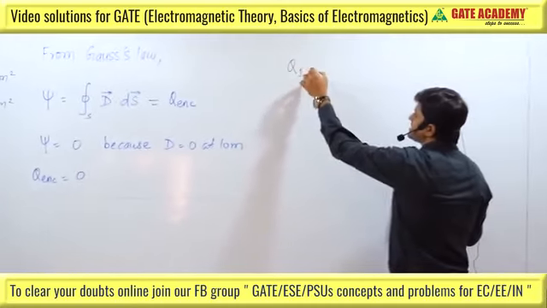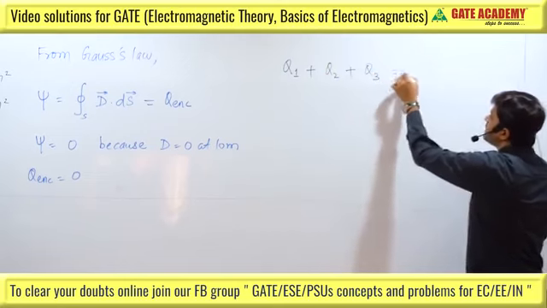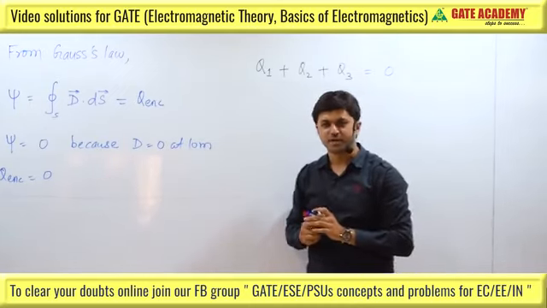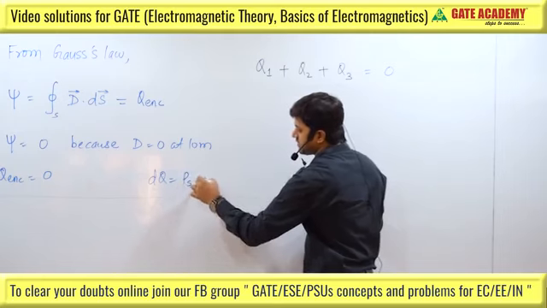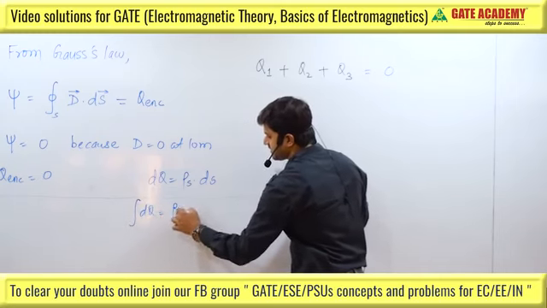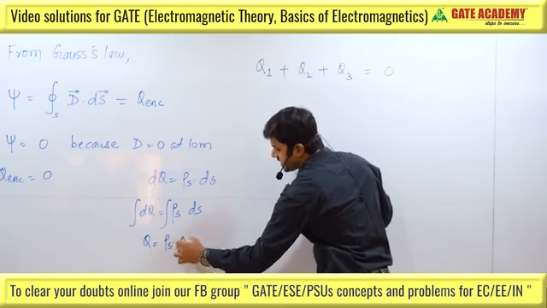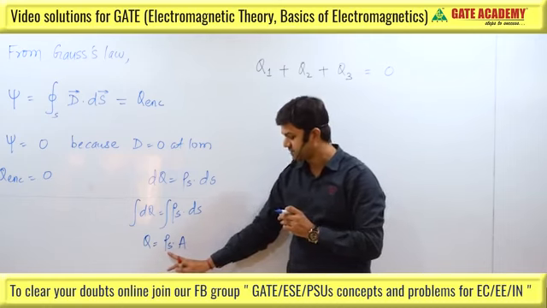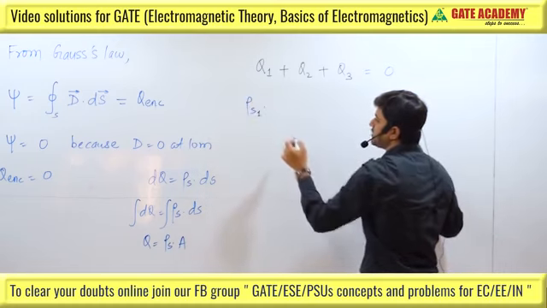So the charge on the first concentric sphere is Q1, on the second sphere is Q2, and on the third sphere suppose Q3. Then the sum of all the charges should be 0. The charge enclosed by the Gaussian surface should be 0. We know that the charge dq equals rho s into ds, and if we integrate it over the surface, we will get the total charge, that is nothing but rho s into area. So Q1 will be rho s1 into the area of the sphere.